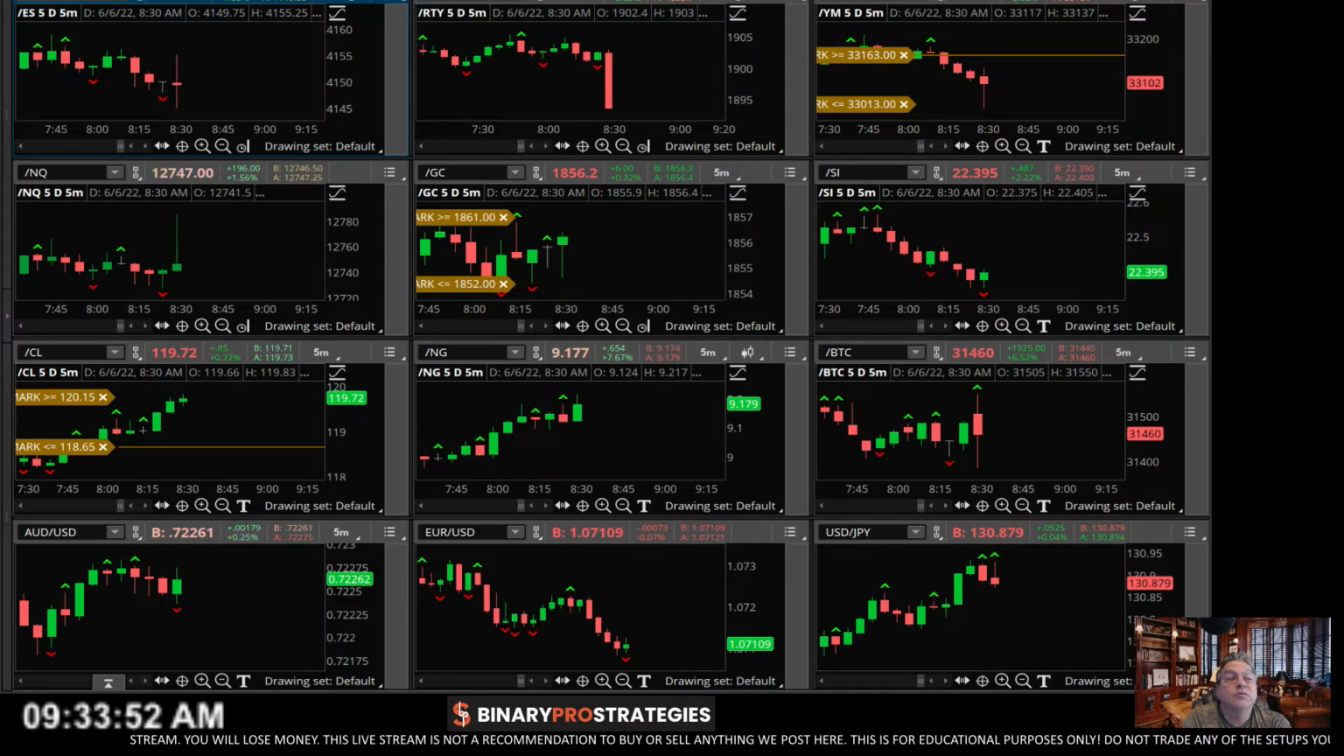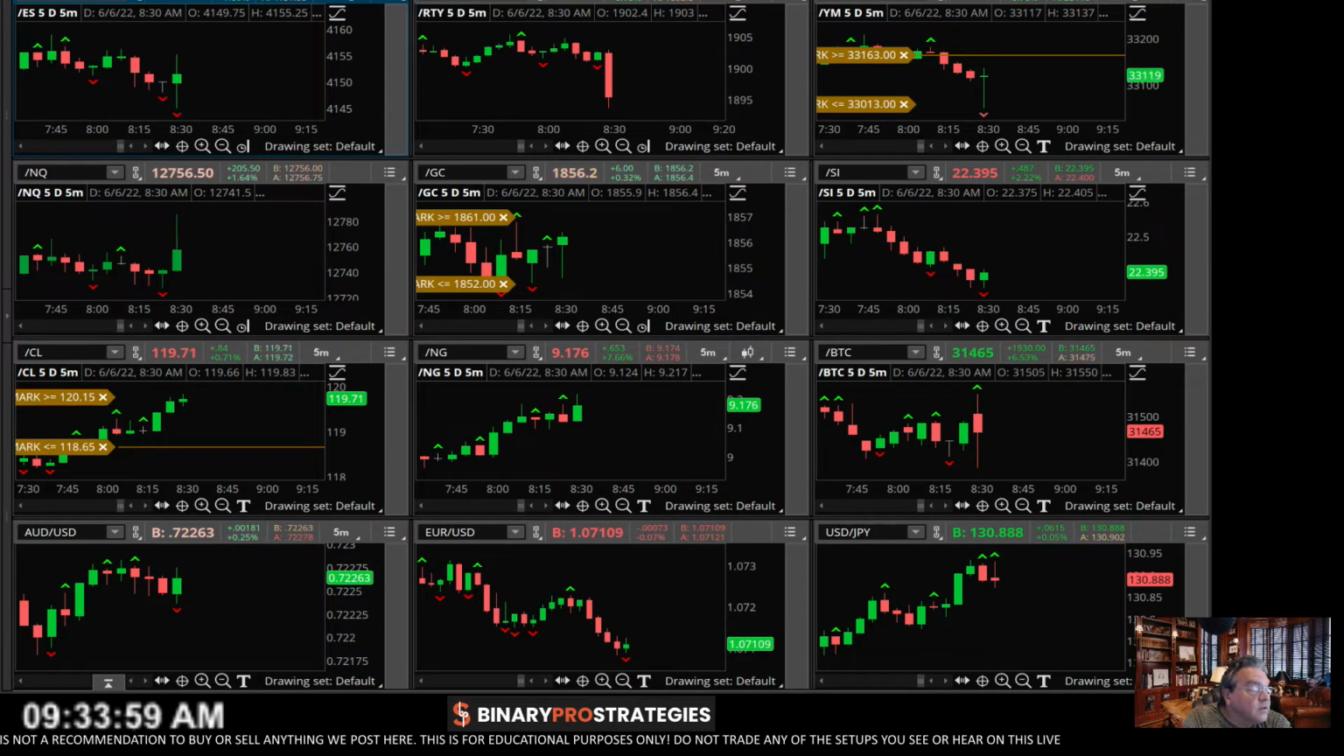Okay, we have potential double buy coming up on the US yen. Gonna watch that. If that holds, we'll have a buy on the US yen. It's gonna be a double buy, double pap.